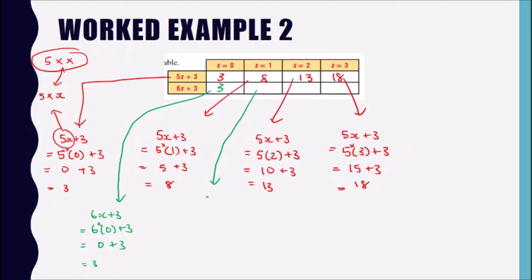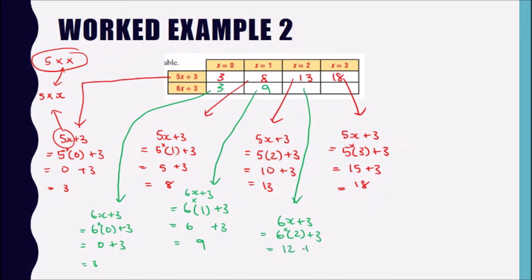All right, and you just need to get into the habit of practicing, showing your working out, and just making sure that you can do it with quick speed. So 6 times 1 is 6 plus 3, and I forgot to put the question up the top for you. So 6 plus 3 is 9. Okay. So 6x plus 3, when x equals 2, we're looking at there. So 6 times 2 is 12 plus 3.